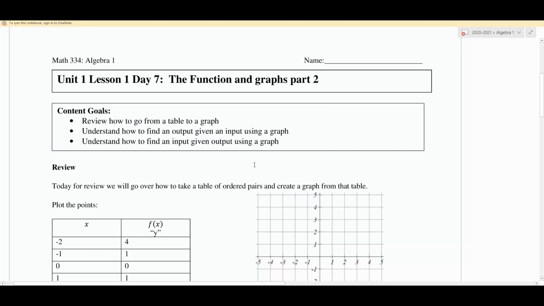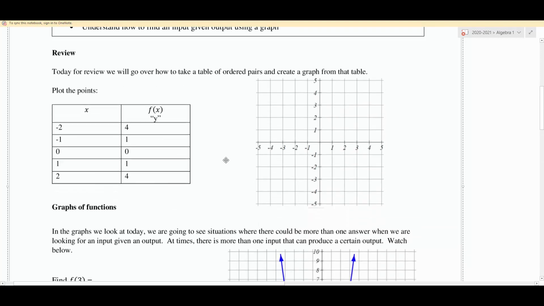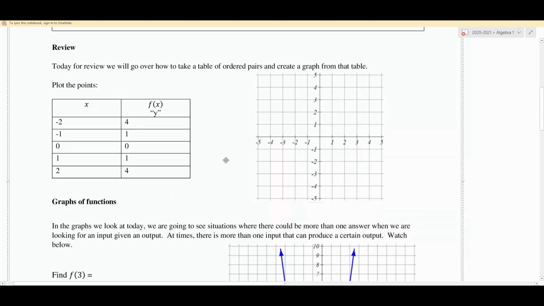All right. So let's take a look at our review here. So we're going to review how to take a table of ordered pairs and create a graph from that table. So I've got a table here that was generated by a function rule, and I'll even tell you what that rule is. This particular rule is f of x equals x squared. All right, so in other words, these numbers over here in the left-hand column, I squared them to get the number in the right-hand column.